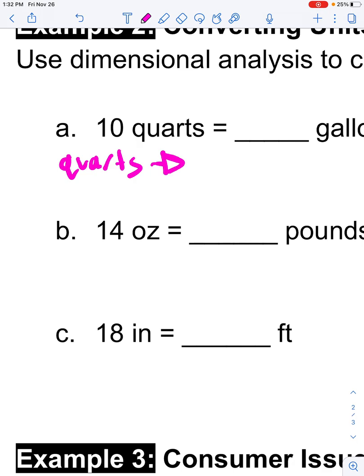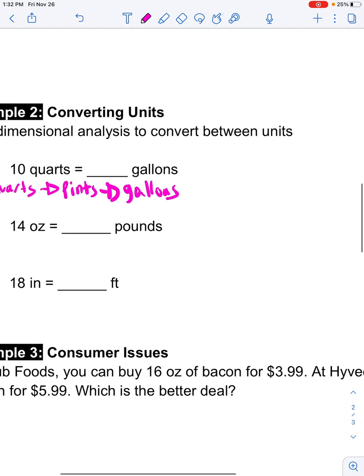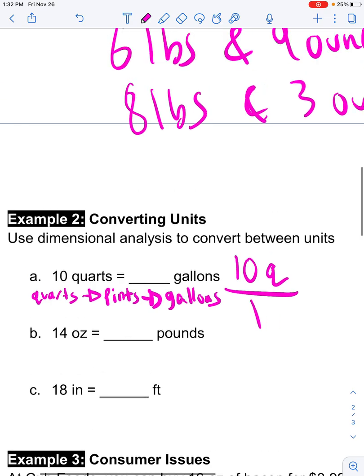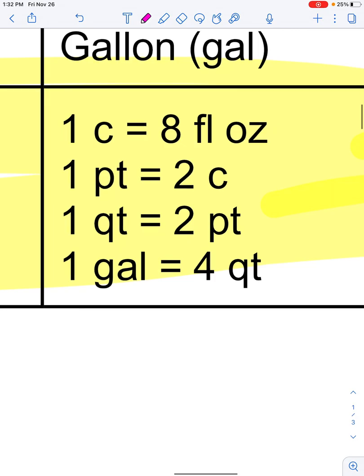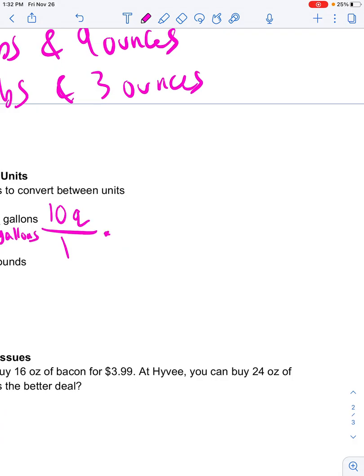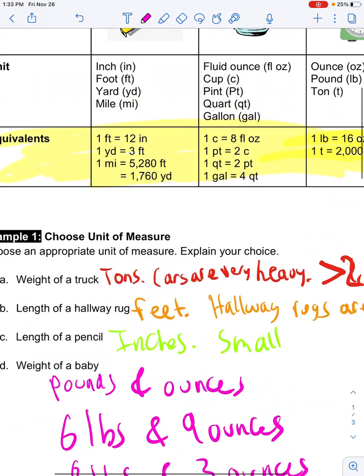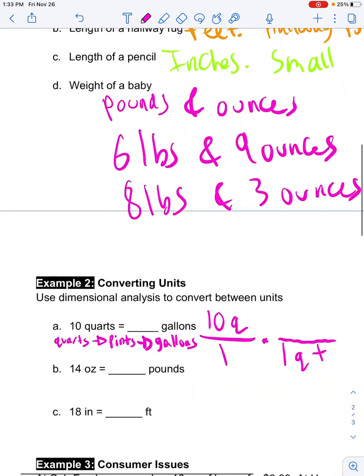We're starting with quarts. Then from quarts, we're going to go to pints. And then from pints, we're going to get to our end result, which is gallons. So always start with what you have over 1. I have 10 quarts, 10 quarts over 1. Now I have to figure out my quarts to pint relationship, which is 1 quart for every 2 pints. Because I want to cancel out quarts, I have to put the quarts on the bottom. If I have quarts on top and quarts on the bottom, they're going to cancel out. So 1 quart equals 2 pints.